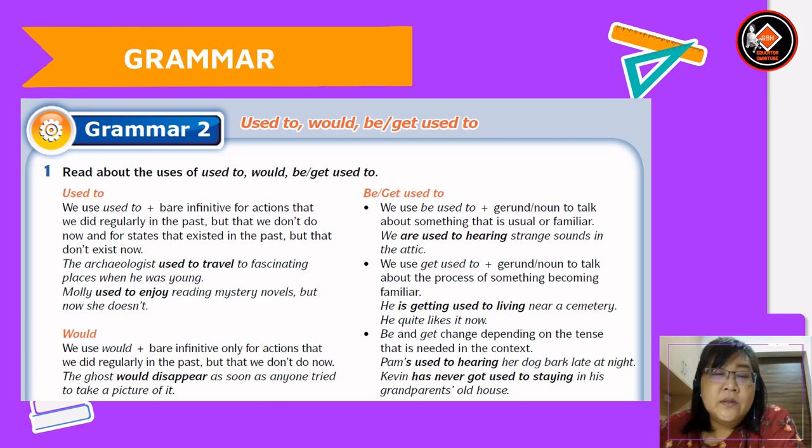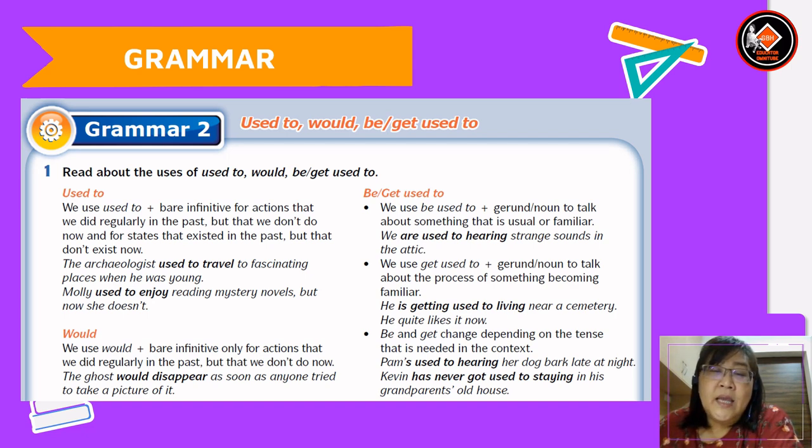So let's look at the next one, would. We use would plus bare infinitive only for actions that we did regularly in the past, but that we don't do now. Example, the ghost would disappear as soon as anyone tried to take a picture of it. Next we have be, get used to. We use be used to plus gerund or noun to talk about something that is usual or familiar. We are used to hearing strange sounds in the attic.